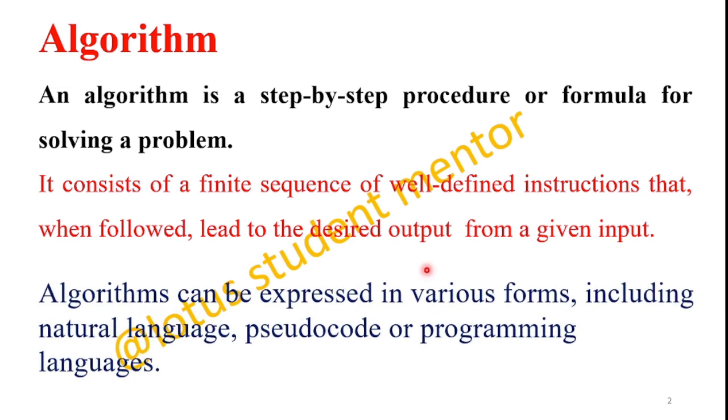An algorithm can be expressed in various forms. One is natural language, another is pseudocode or programming languages. Pseudocode is one type, whereas programming languages are such as C++, Python, Java, C#, etc. And what about natural language? Natural language can be the mother tongue, or any natural language. That is also an algorithm.